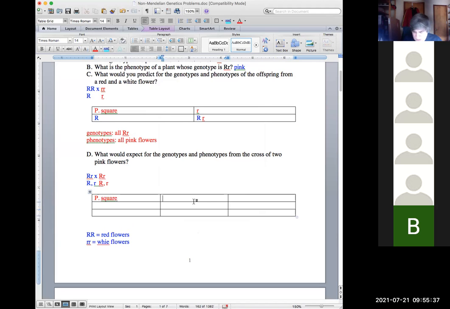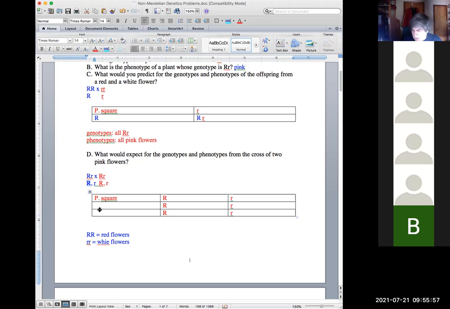Okay, so we've got big R in one of the cells. We've got little r in the others. So remember, we're going to carry the big R down to each cell underneath it. We're going to carry the little r down to each cell underneath it.